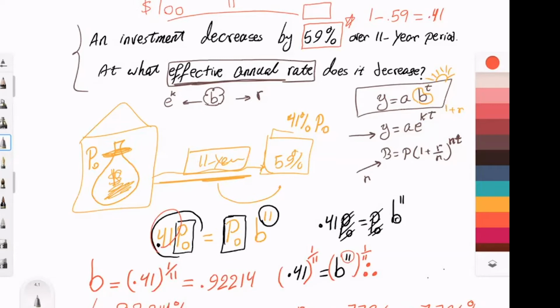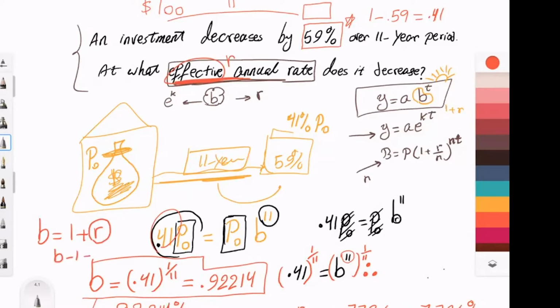So back to this one, we got B equal to 0.92214. We solved this algebraically, 0.41 to the power 1 over 11. We know B equal to 1 plus R. Good. Because we are looking for effective rates, this is R. We need to solve for R. So in order to solve for R, if we subtract 1, what is B minus 1? We get negative 0.07786, correct?